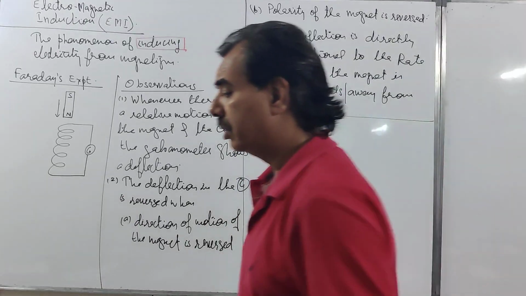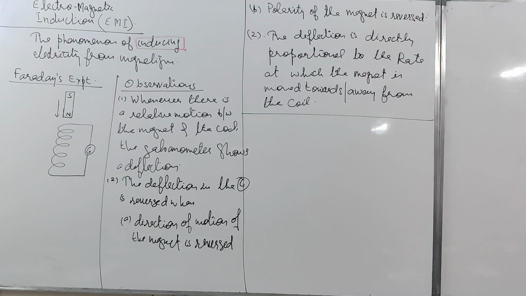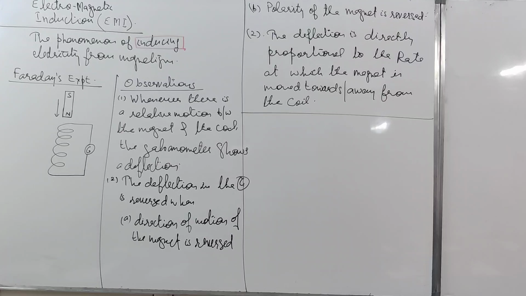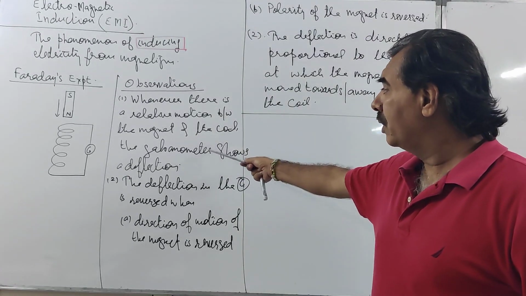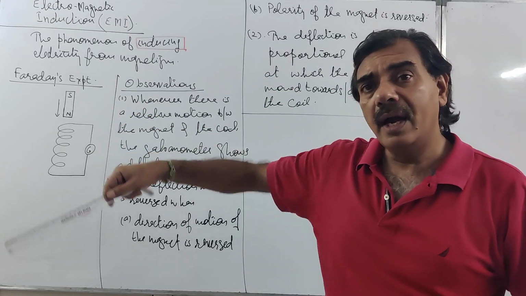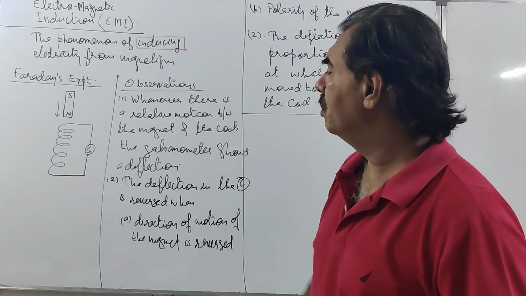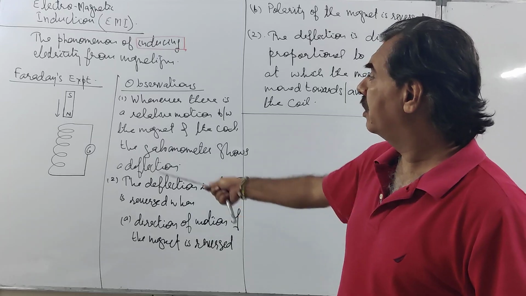We are trying to induce electricity from magnetism, and Faraday did a small experiment in which he was able to prove that definitely we can have electricity from magnetism. Whenever there is a relative motion between the magnet and the coil, the galvanometer shows a deflection. This shows that there is some current and an EMF induced in the coil. When the magnet is at rest with respect to the coil, there is no deflection. The deflection in the galvanometer is reversed when the direction of motion of the magnet is reversed.